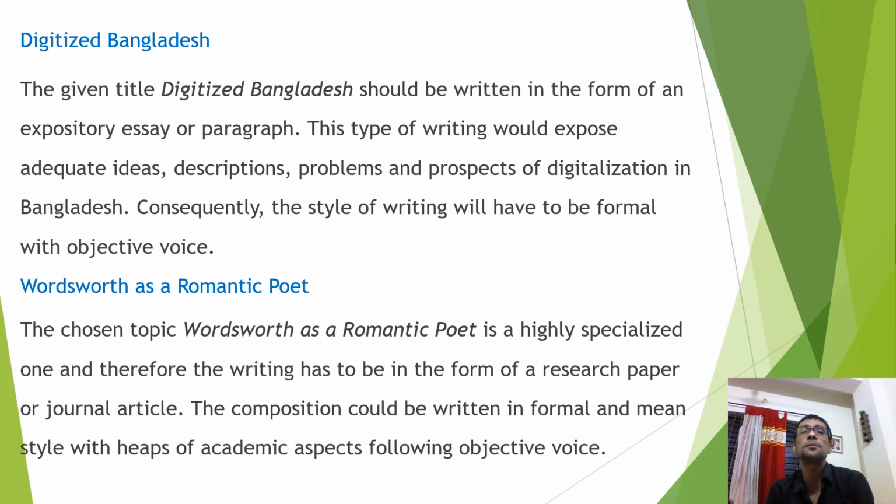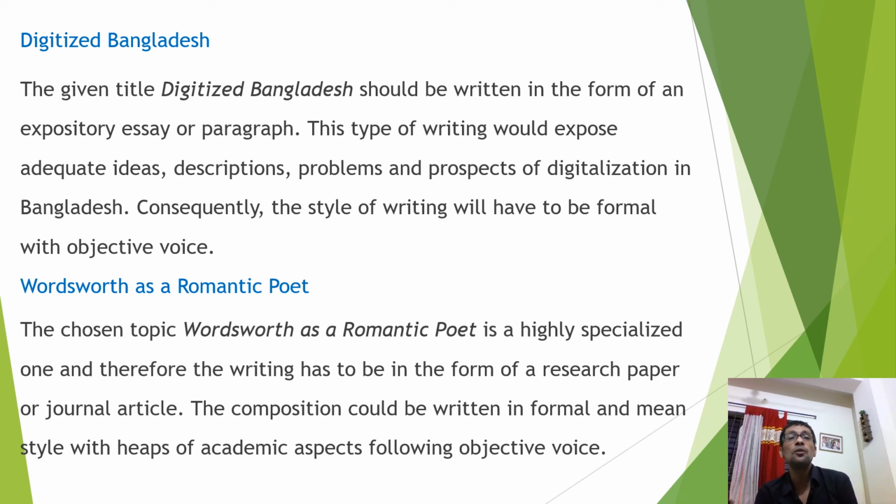Now, Digitized Bangladesh. The given title Digitized Bangladesh should be written in the form of an expository essay or paragraph. And this type of writing would expose adequate ideas, descriptions, problems, and prospects of digitalization in Bangladesh. Consequently, the style of writing will have to be formal with objective voice.